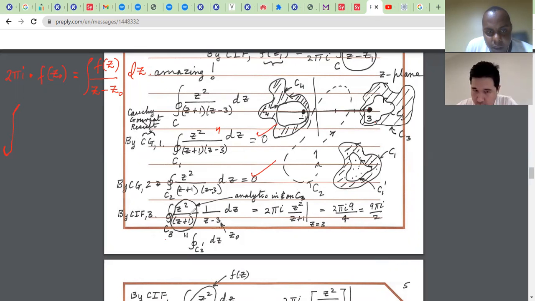Z squared over Z plus 1, so this will be Z squared divided by Z plus 1, equals over 2 pi I, Z minus 3. I'm just writing it so that you can see this is your f of Z, and this is the Z0. And you see, this is the same function. I've just written it differently. Can you see why I did that?